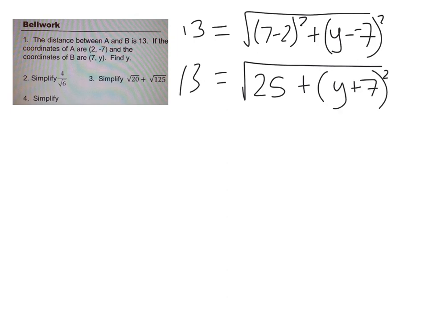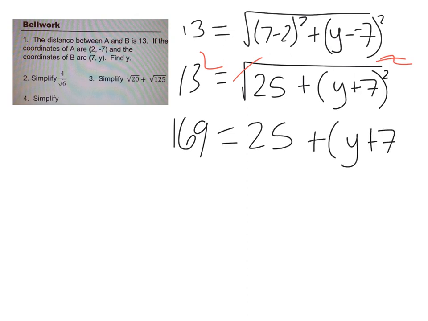Okay, so the square root on the outside is kind of messing with me right now, and as we know from a previous video, you can't cancel out the squares and square roots because of that addition on the inside of the radical. So what I'm going to do is square both sides to cancel out that square root. So 13 squared is 169, equals 25 plus (y plus 7) squared.